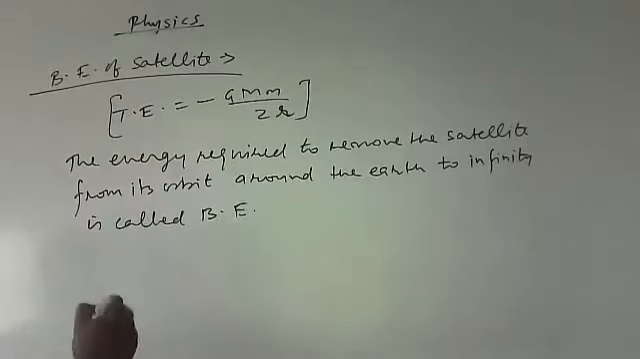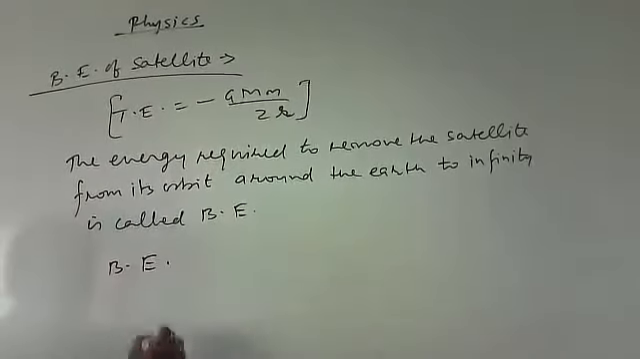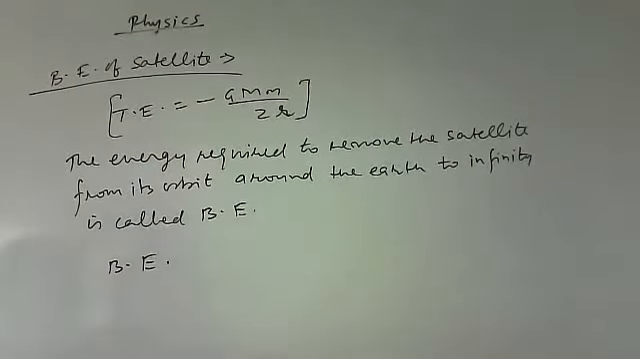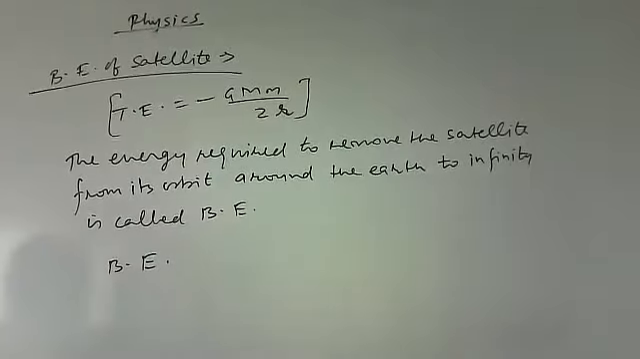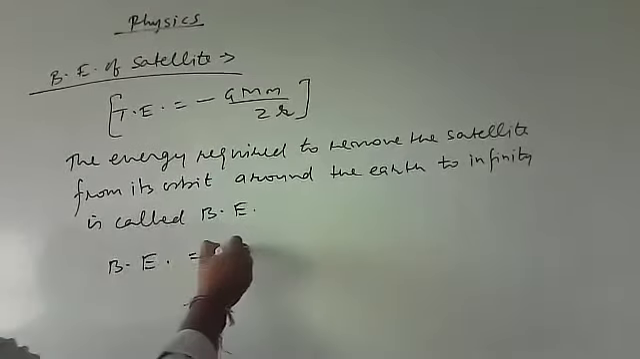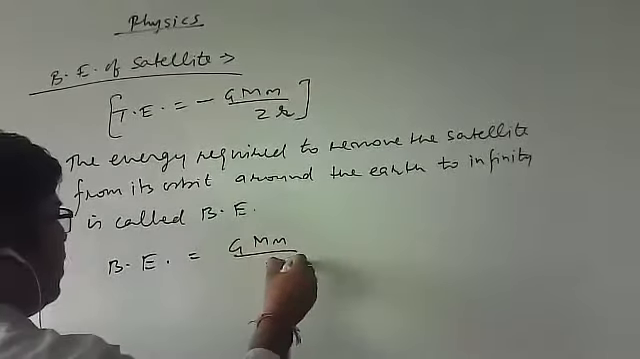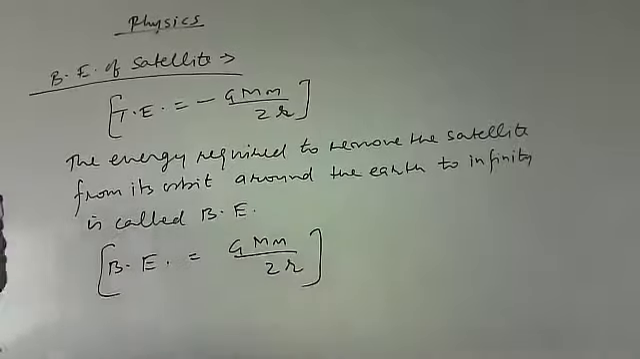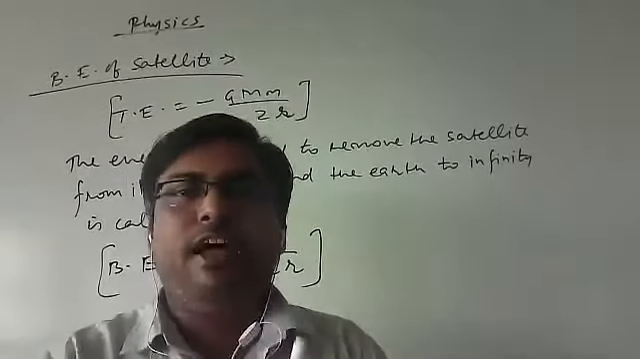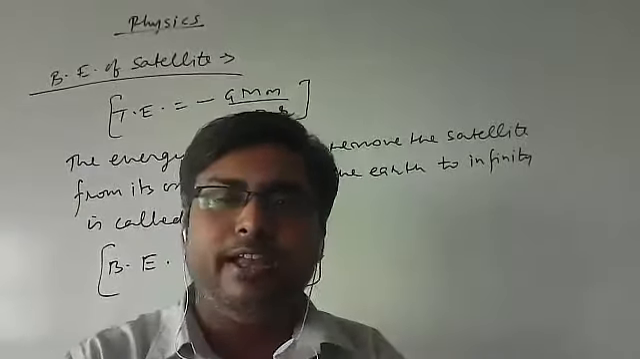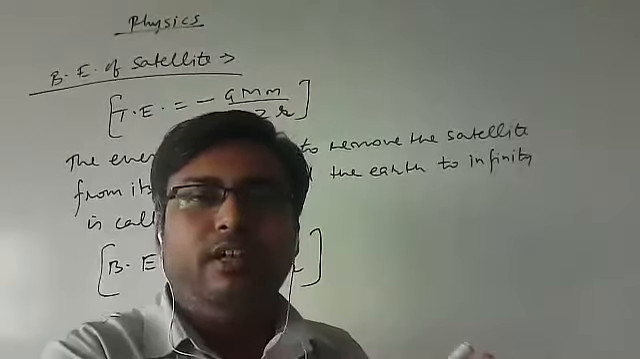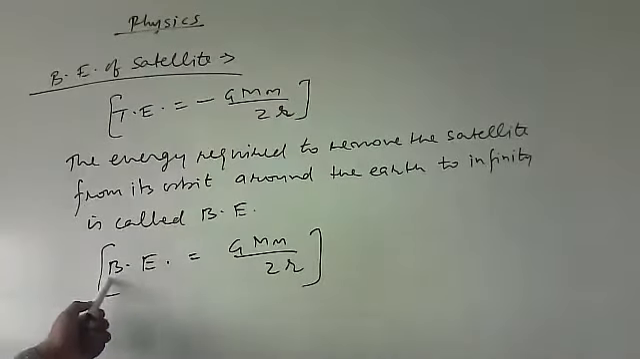I hope this point is clear to you. Mathematically, binding energy will be equal to total energy, but make sure its sign will be what? Exactly, positive. So binding energy is equal to GMm by 2r. Whatever the energy by which the satellite is bound to its orbit, if I provide the same energy to the satellite, then the satellite will leave its orbit. This energy is called binding energy.